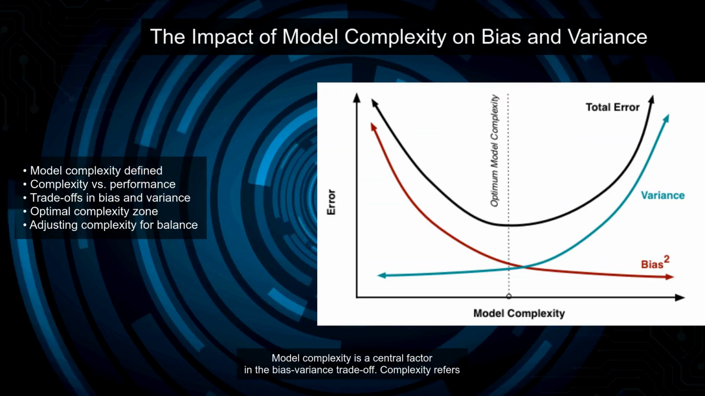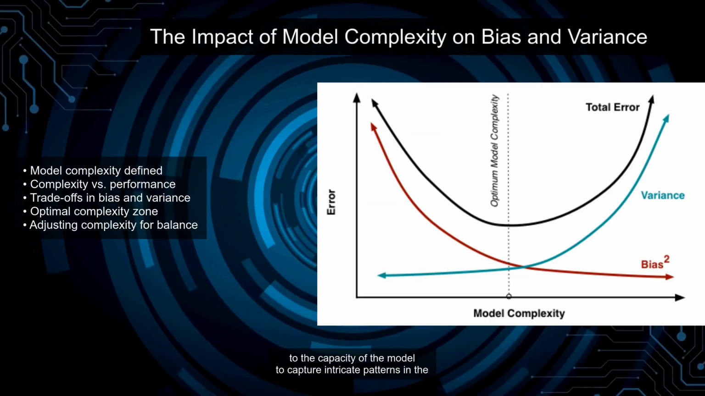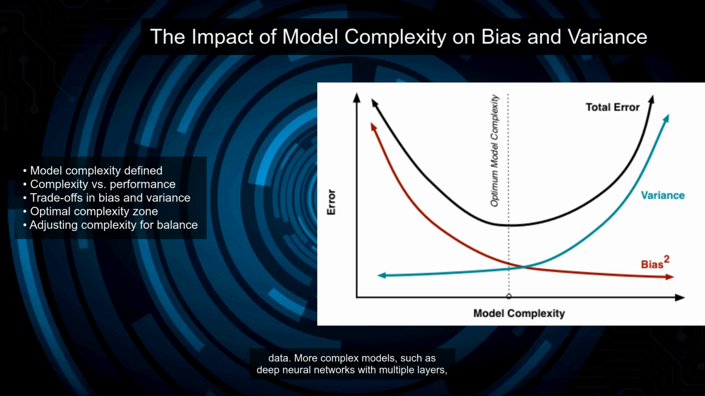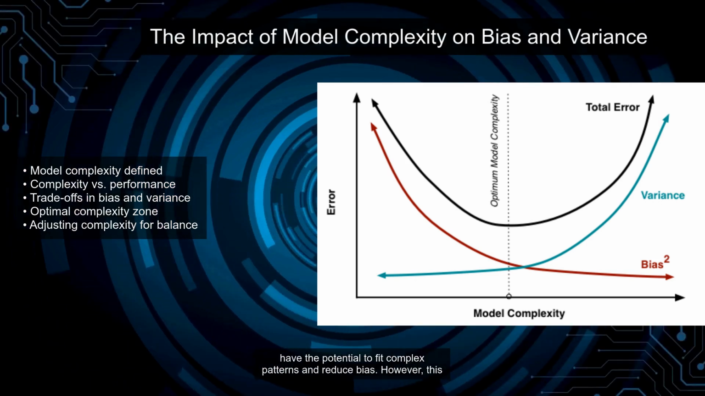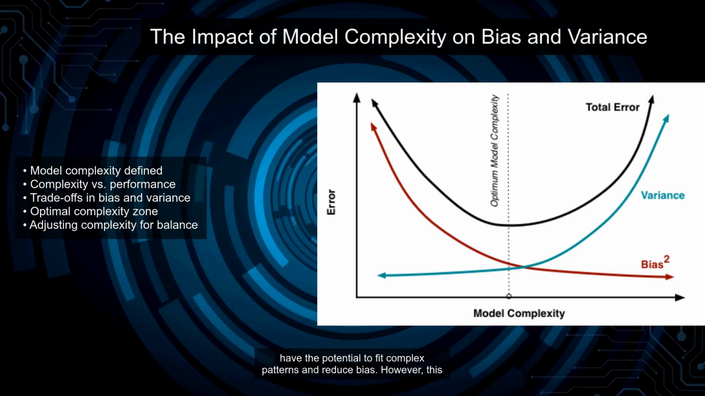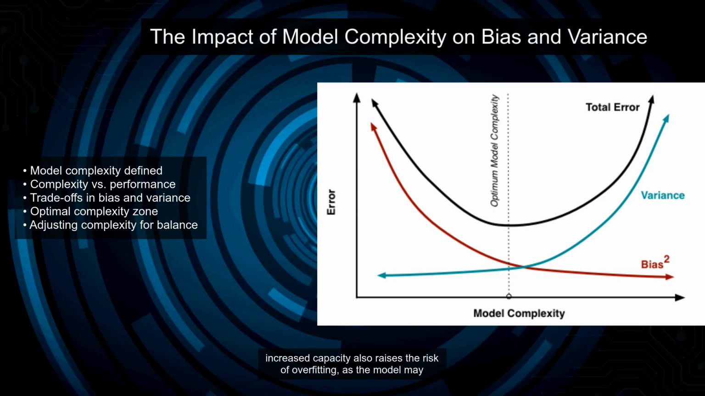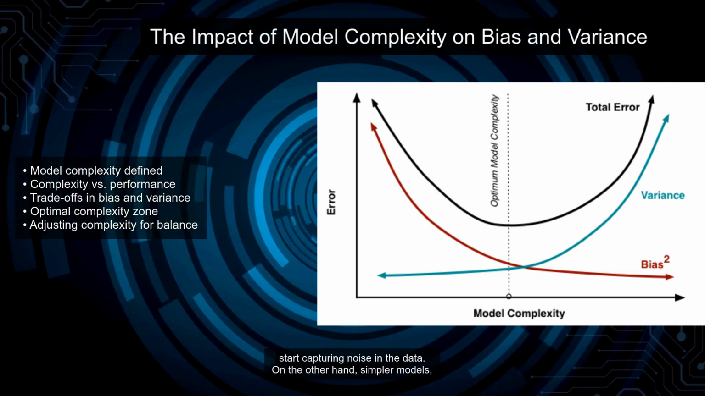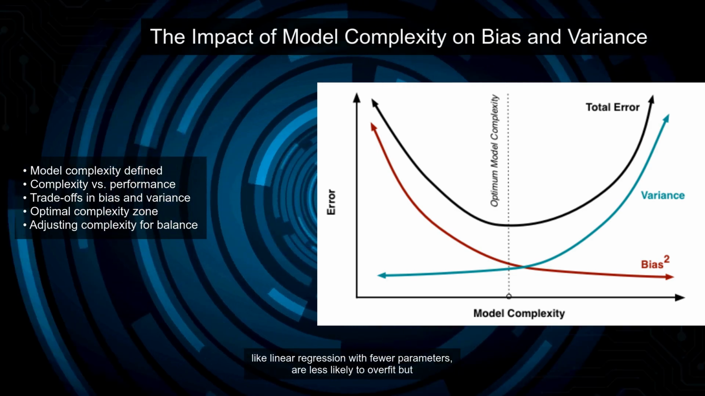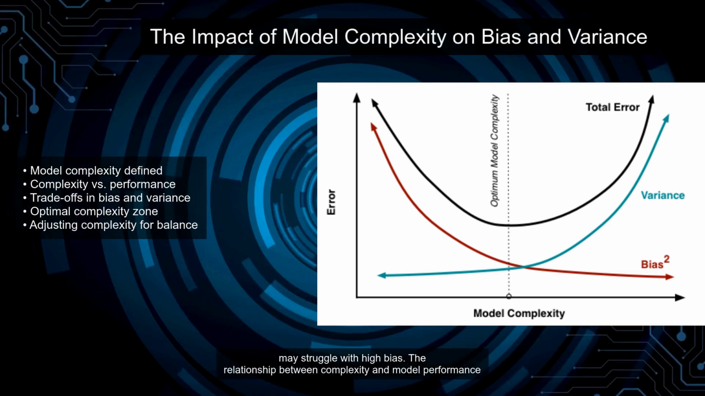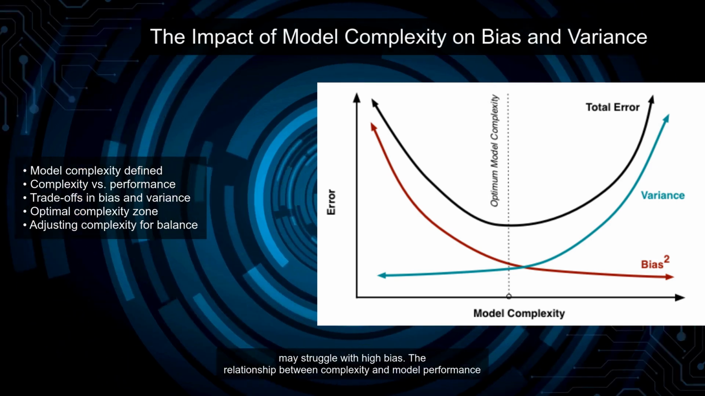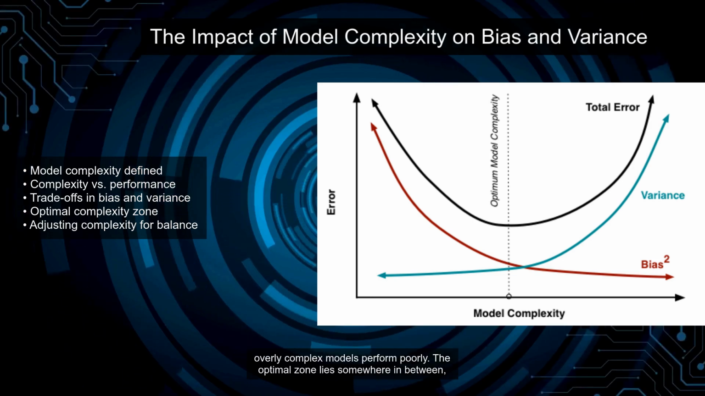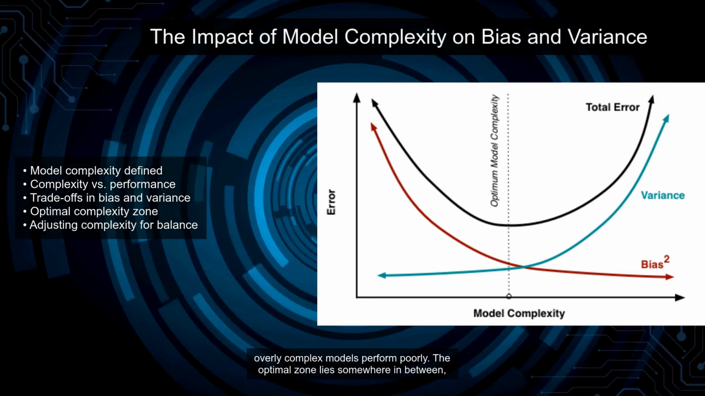Model complexity is a central factor in the bias-variance trade-off. Complexity refers to the capacity of the model to capture intricate patterns in the data. More complex models, such as deep neural networks with multiple layers, have the potential to fit complex patterns and reduce bias. However, this increased capacity also raises the risk of overfitting, as the model may start capturing noise in the data. On the other hand, simpler models, like linear regression with fewer parameters, are less likely to overfit but may struggle with high bias. The relationship between complexity and model performance is often visualized as a U-shaped curve, where both overly simple and overly complex models perform poorly.